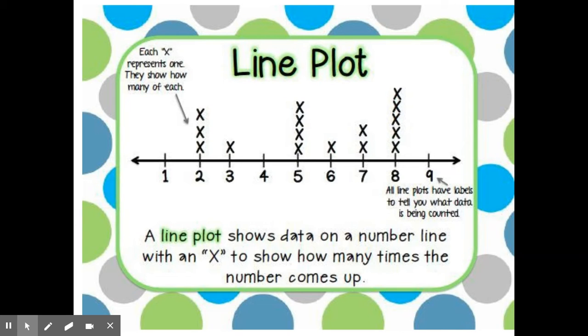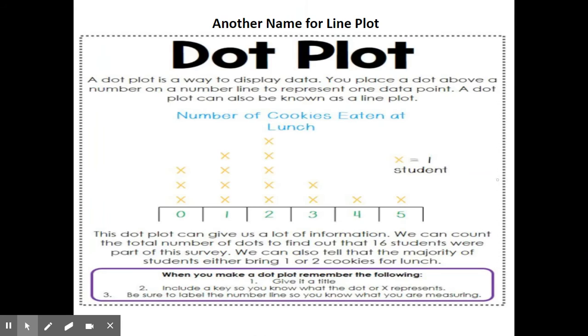A line plot is a number line where x's are there for each frequency of data, how many times they appear. All the lines will have labels to tell you what data was being counted. And so the line plot shows data on a number line with an X to show how many times the number comes up. And another name for a line plot is called a dot plot, but it's actually the same thing.